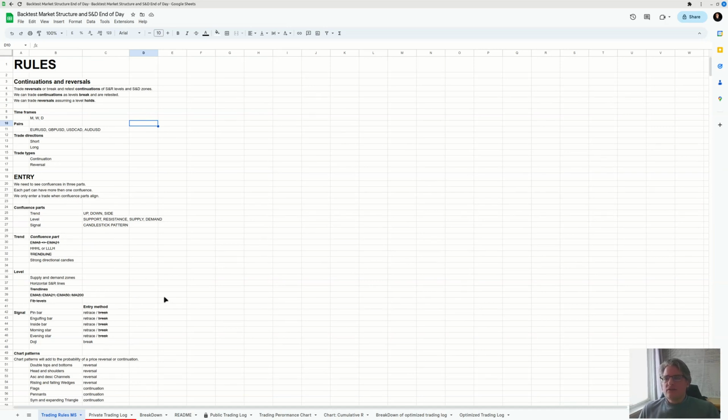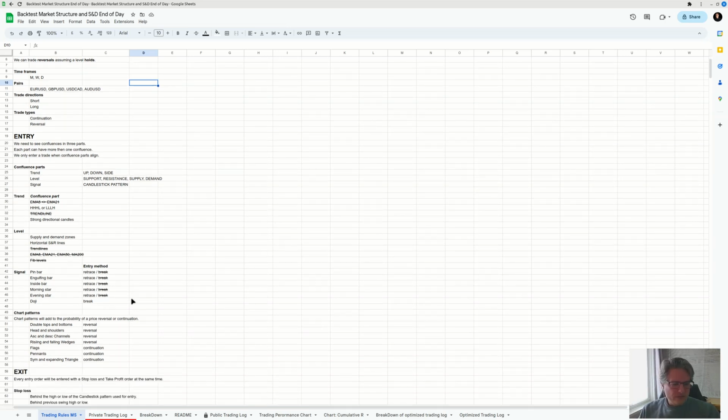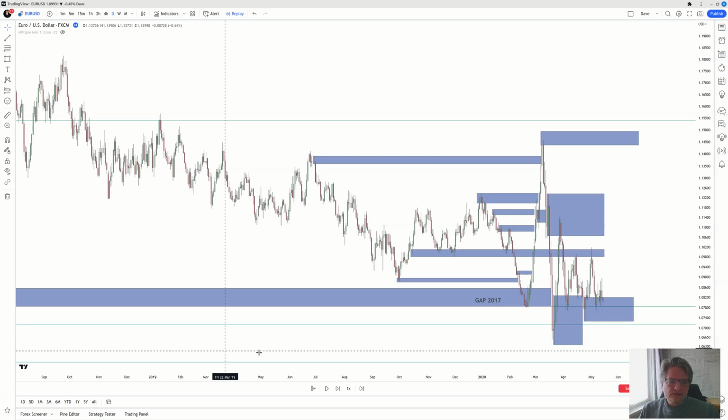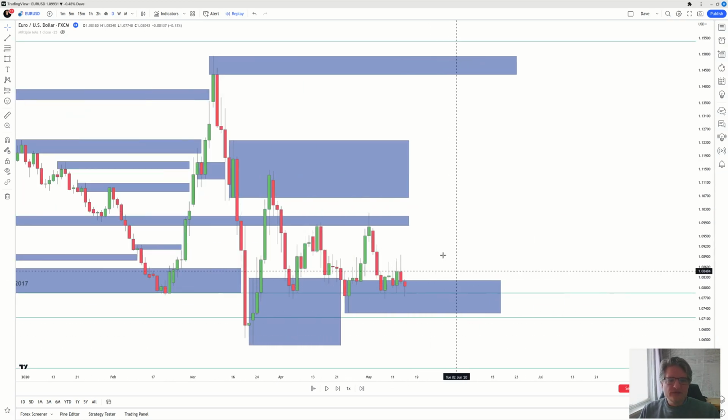So it's a supply and demand zone strategy combined with market structure. I occasionally look at support and resistance, but mostly use supply and demand zones as levels to trade off, and I use candlestick patterns, so that's kind of market structure, to get into the trades and also to exit trades if the market turns around. So let's just go to the charts and let me zoom in a little bit.